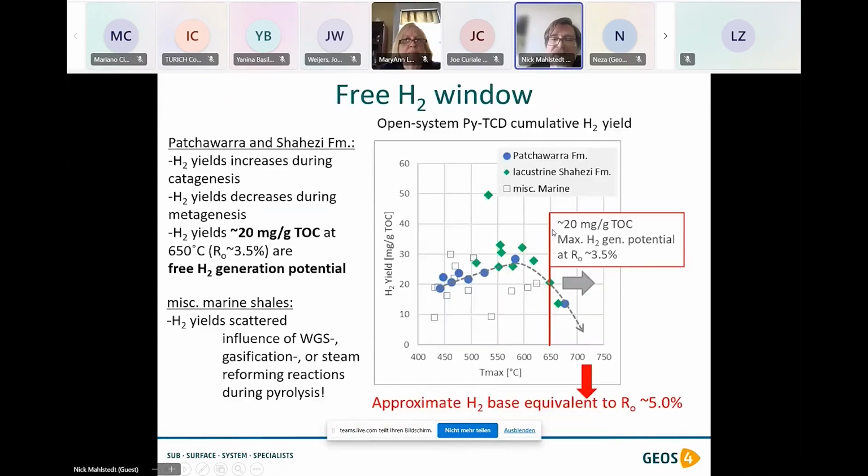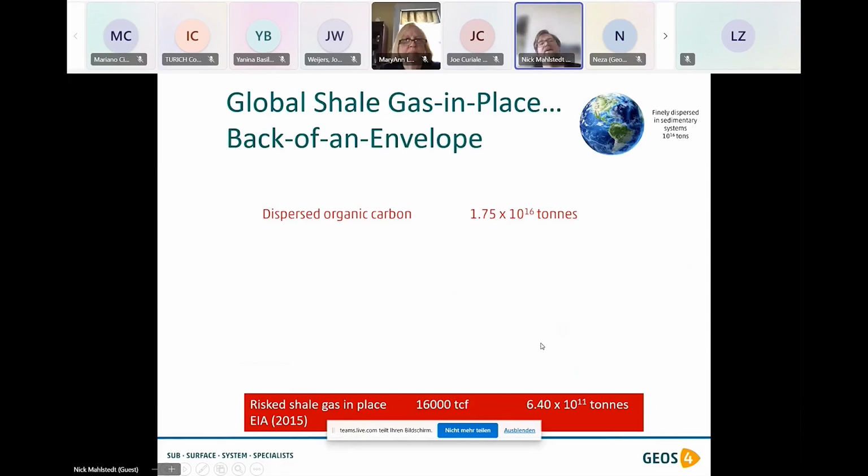Okay, so taking this number, we try to do an assessment of a global hydrogen in place. As you wanted, we estimate a number by revisiting back-of-an-envelope calculations done 10 years before for assessing global shale gas in place, and for estimating the number released by the Energy Information Administration in 2050. The back-of-an-envelope calculation was based on 5 generalized assumptions.